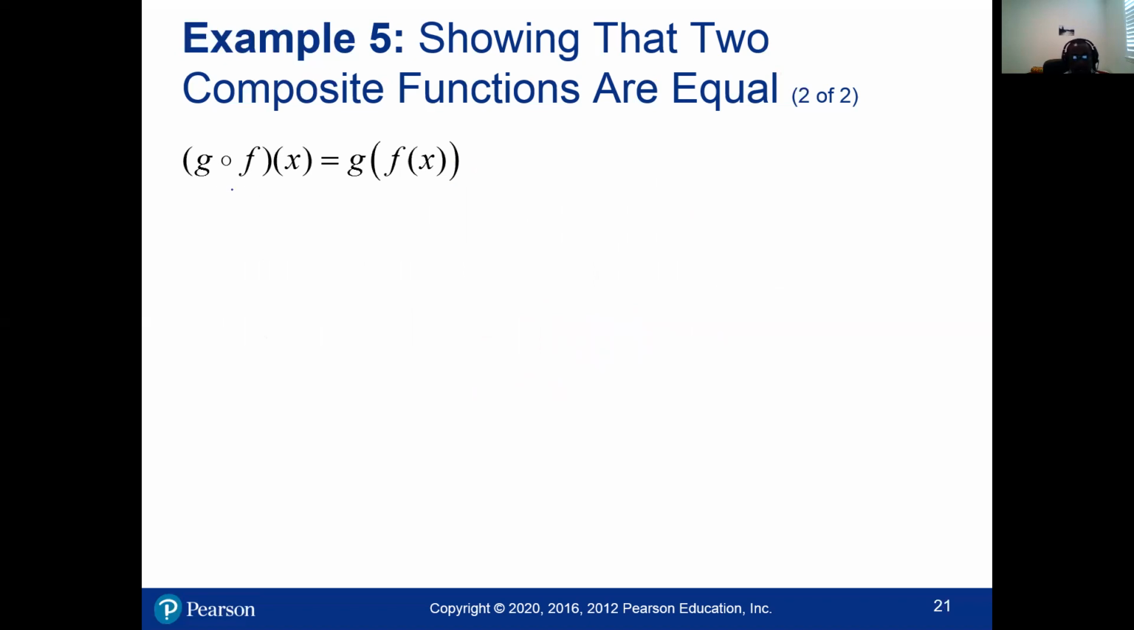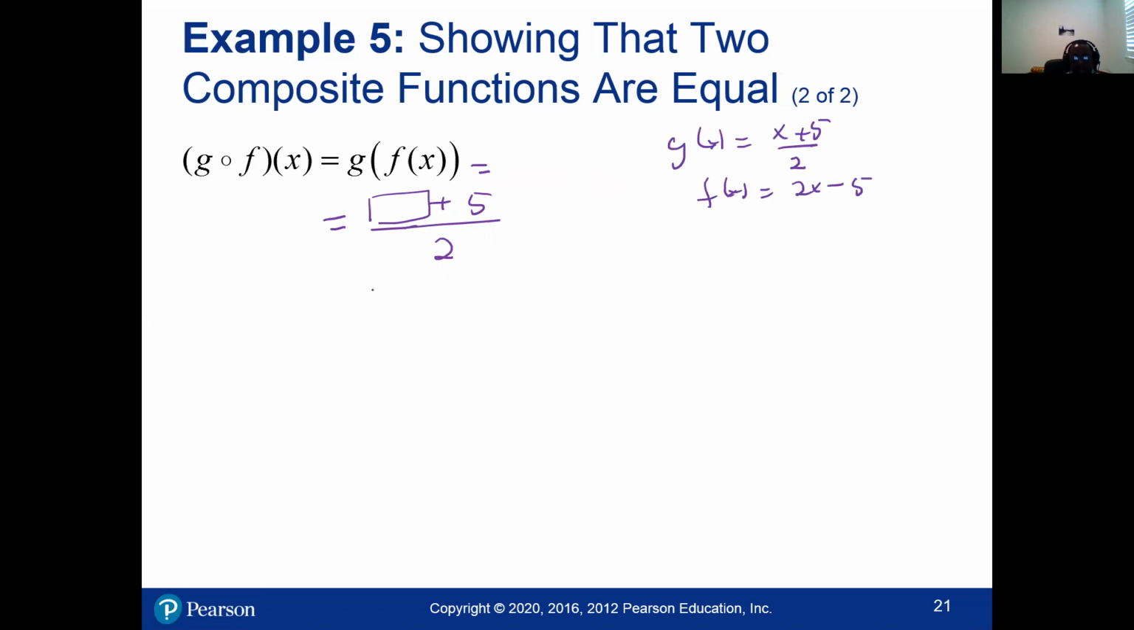We did it for g of f, or g composed with f. So what would this equal? What is g? g of x is x plus 5 all over 2, and f of x is 2x minus 5. So wherever we see x in g, we're going to plug in the f of x.